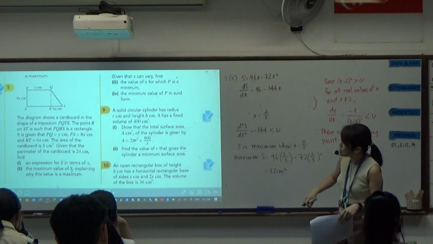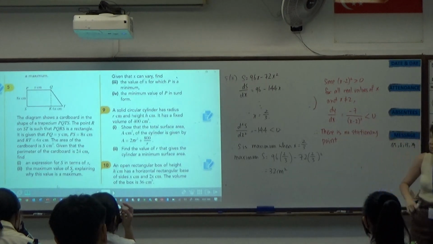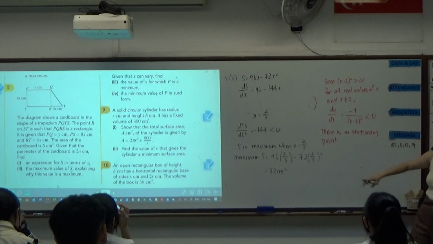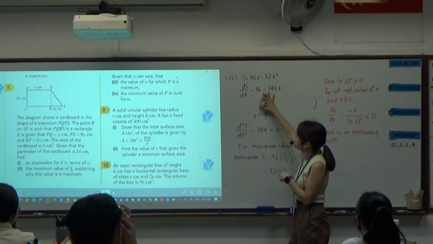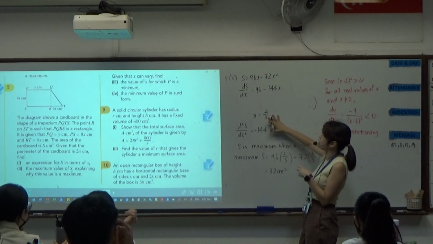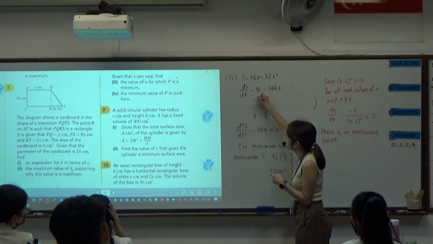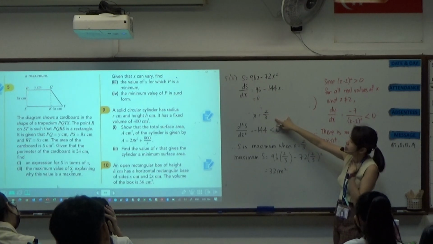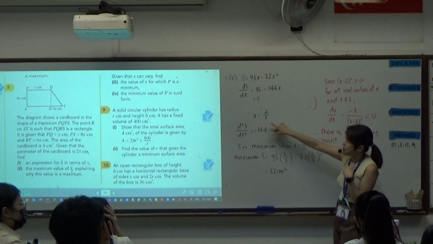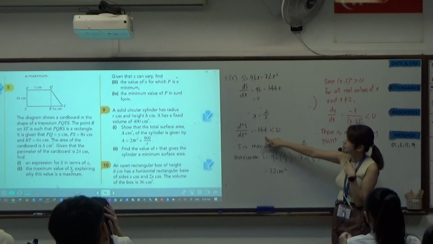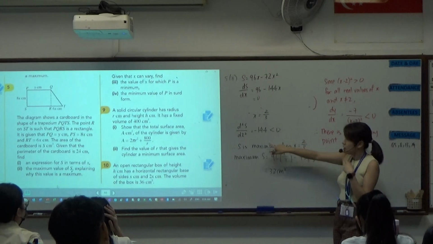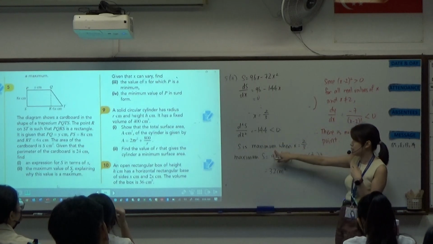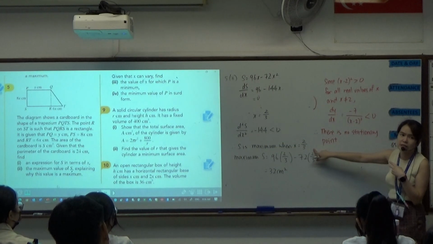Okay, first of all, to find the maximum value of s, explaining why this value is maximum, we need to first find our first derivative and then equate it to 0, because we're looking for a maximum or stationary point. So x is equal to 2/3. Then you use your second derivative test to show that it is negative. So s is maximum when x is equal to 2/3 itself.